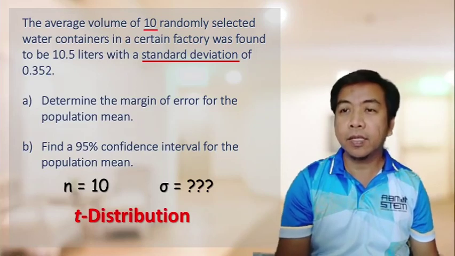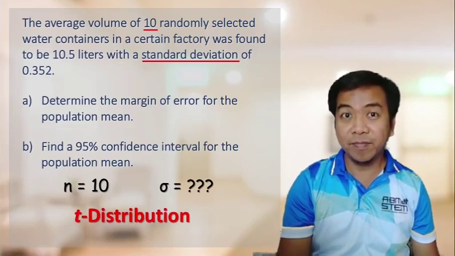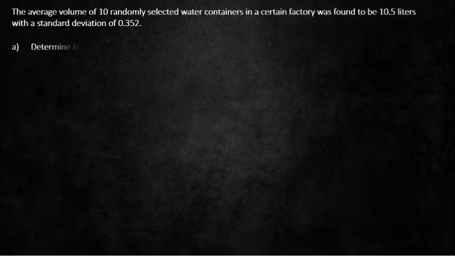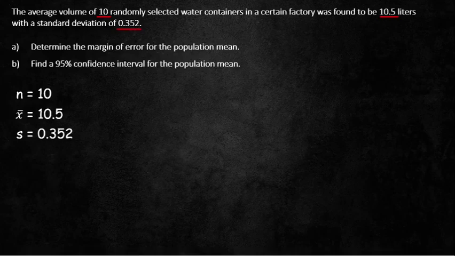Now, let's rewrite our worded problem in our blackboard. First thing we need to do is to write down what we know. We know that the sample size is equal to 10. The sample mean is equal to 10.5 and the sample standard deviation is 0.350. Now let's put them aside.